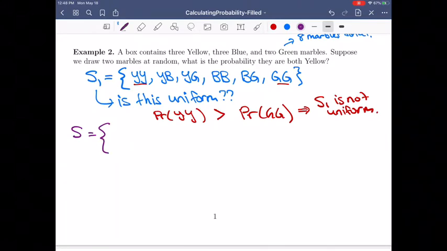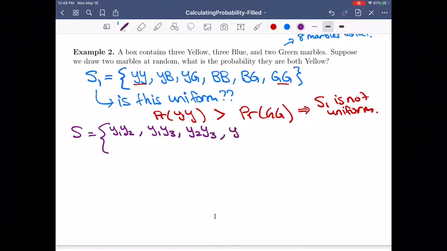Instead of using S1 that I wrote in blue here, what I'm going to do is imagine that all the marbles are distinct. So my sample space is going to have yellow 1, yellow 2, yellow 1, yellow 3, yellow 2, yellow 3. So there's 3 different ways to get yellow, yellow. Or I could have yellow 1, blue 1, or yellow 1, blue 2, or yellow 1, blue 3. And then all with yellow 2, etc.